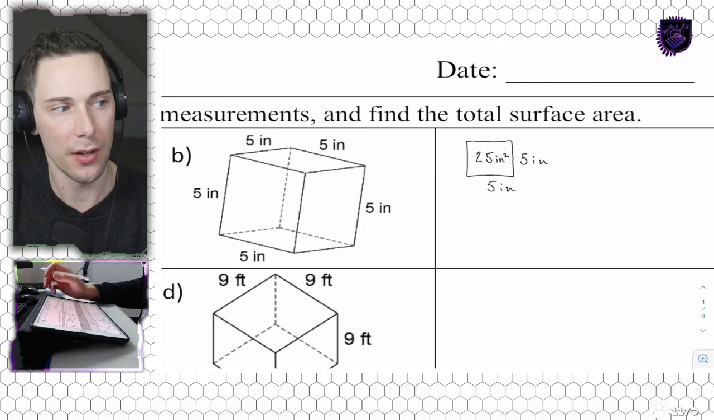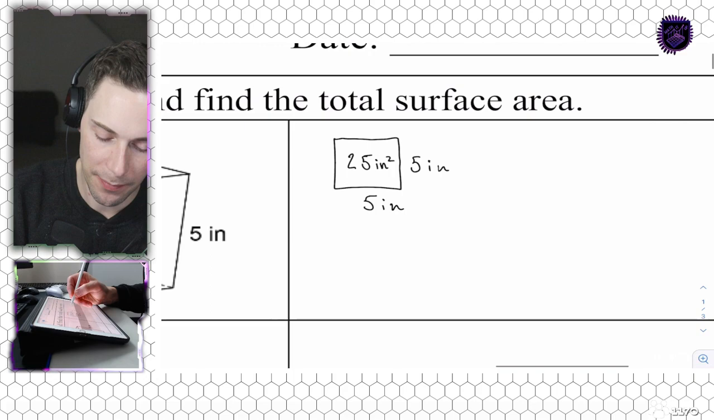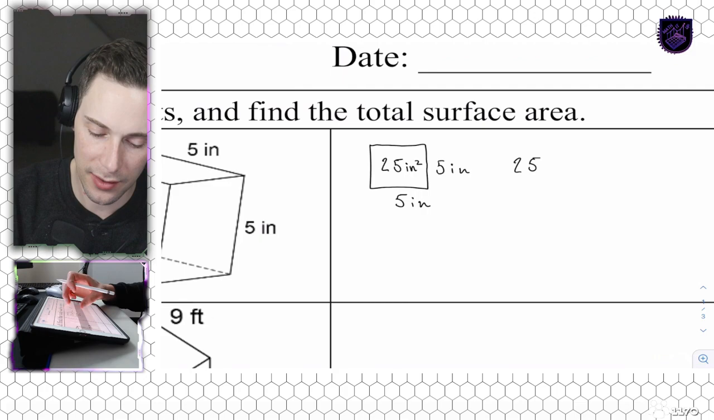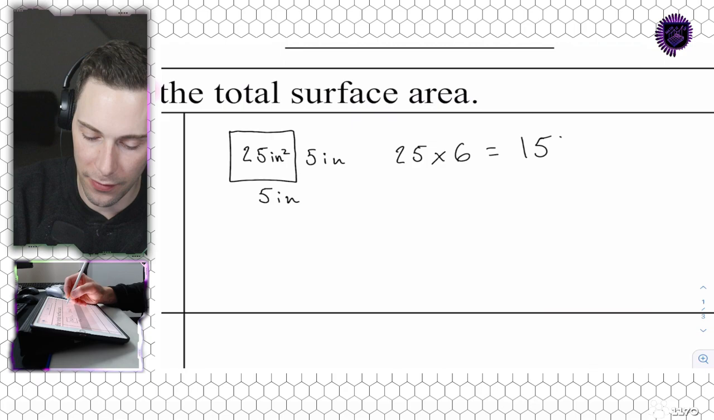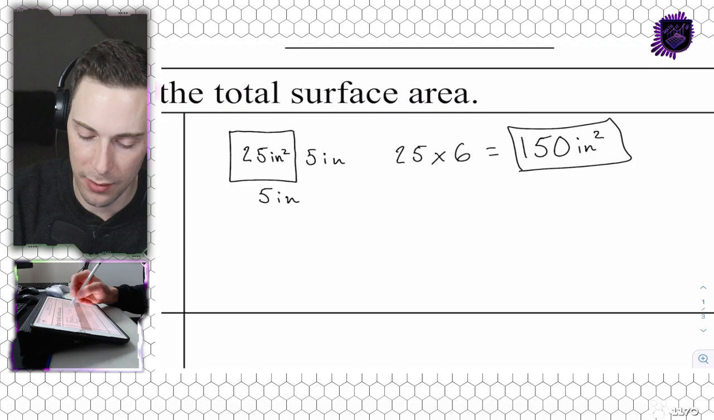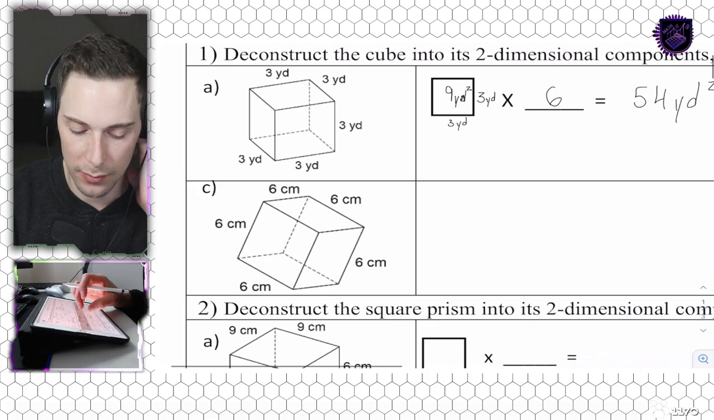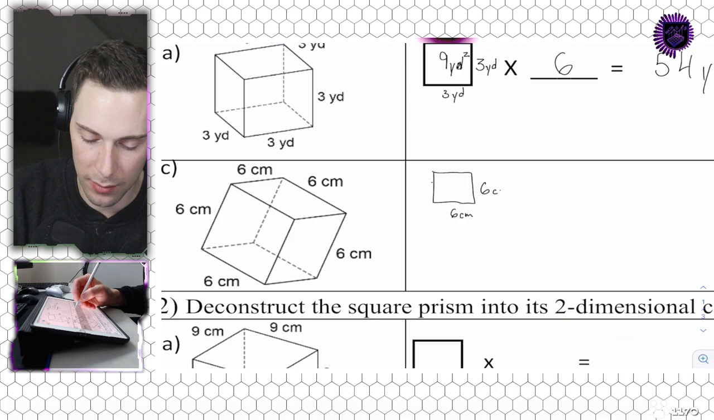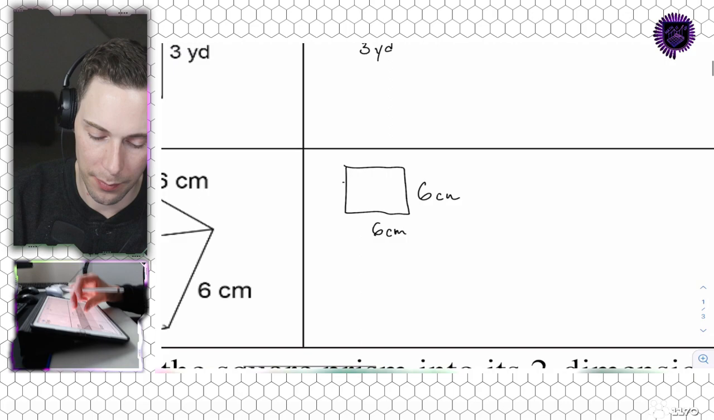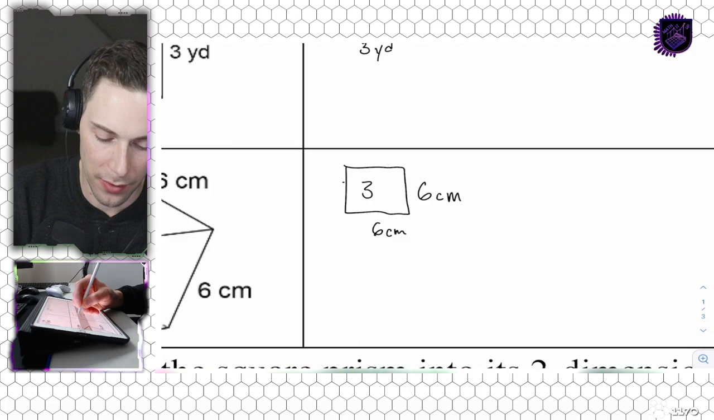We're going to want to multiply 25 times the number of faces on this cube, which is 6 faces. 25 times 6 is going to be equal to 150 inches squared, and that's going to be our answer for the surface area of this cube. Moving on to 1C. It only has squares, and the squares are 6 centimeters by 6 centimeters, which will equal a total of 36 centimeters squared for one face.